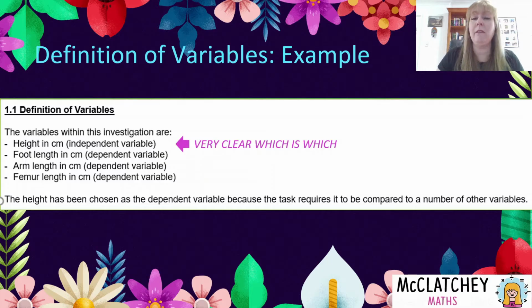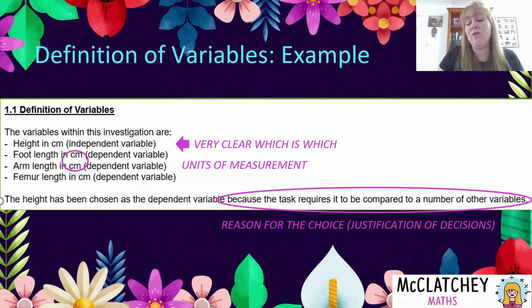Although, if this is part of your procedure and you're measuring from one place to another, it's also somewhere in here where you could define how that was actually measured. This person has also given their units of measurement, which is really important. That's a clear definition of the variables there. And also they've given their reason for why they've decided that height will go on the y-axis, and that's because it's being compared to a variety of variables. So they've decided to keep that consistent and put that on the y-axis.